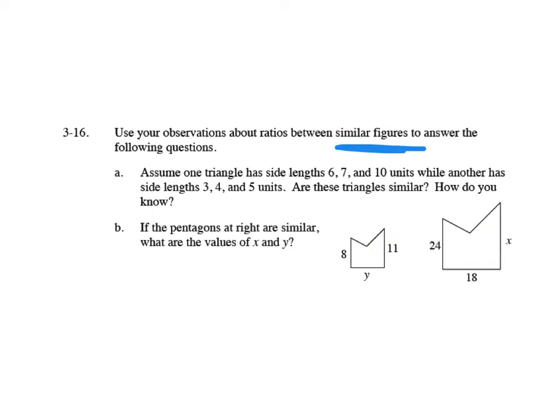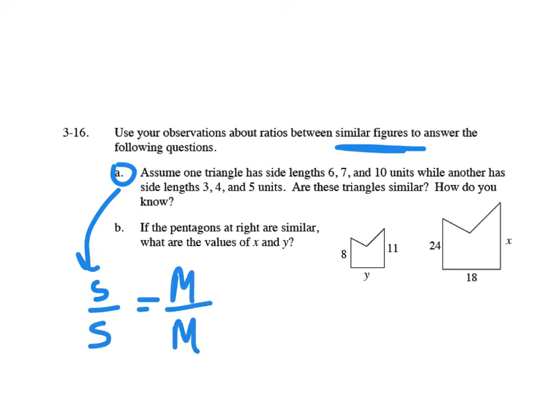So I'm going to just answer question A to begin with. You have a triangle with side lengths 6, 7, and 10, and another with side lengths 3, 4, and 5. Are they similar? Well, if they are similar, all of the ratios of the corresponding sides need to be the exact same. What I mean by that is if I take the shortest length of the smaller triangle divided by the shortest length of the bigger triangle, that has to equal the medium length of one triangle divided by the medium of the other, and the longest side of one triangle divided by the longest side of the other triangle.